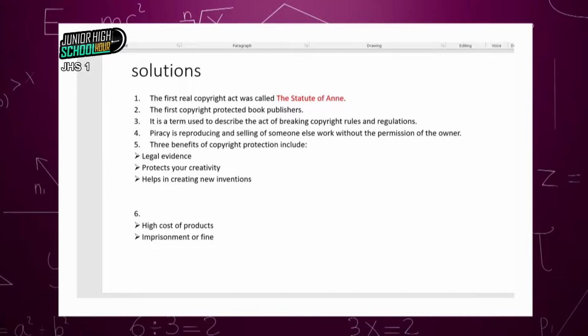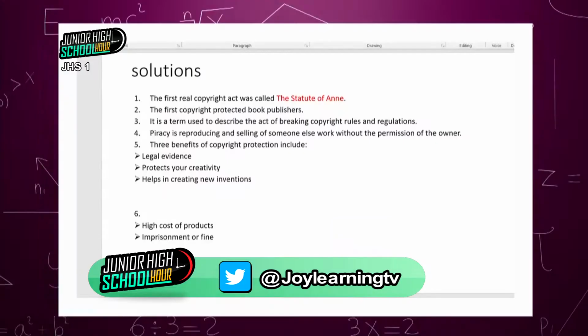Question 4. What is piracy? Piracy is reproducing and selling someone else's work without the permission of the owner. So as I said, you went online, downloaded the software, spent a lot of data downloading it, and sold it to another person. Do you know you have infringed on someone's copyright? I can say you have stolen someone's work and you are gaining from it, which is wrong. So next time when you go online, don't take any other person's work and resell it. And remember, before you can resell, you have to ask permission.